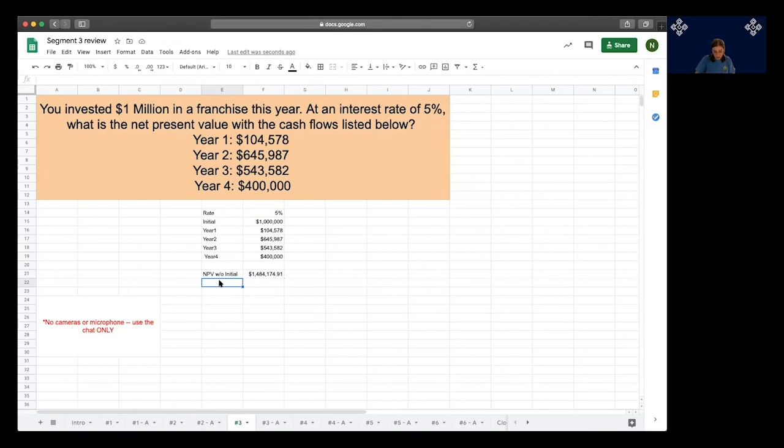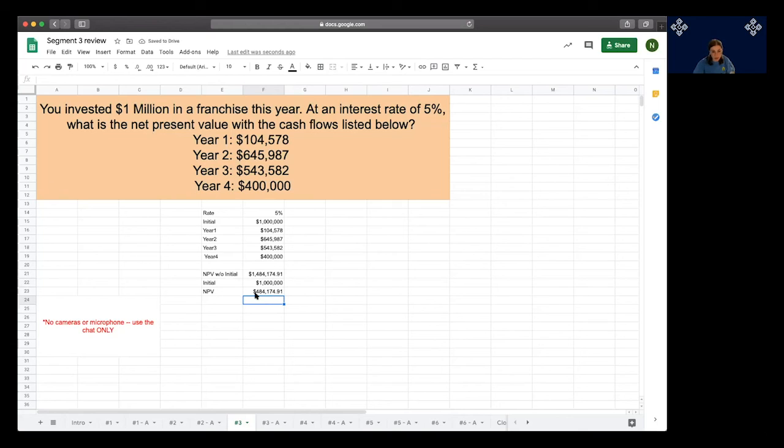And then the next thing I do is bring down my initial investment. You can just click on this cell and it brings it down. Then I label that I need to find the NPV with the initial, so I just label it NPV. And all you're doing is taking your NPV without the initial and subtracting out your initial payment.